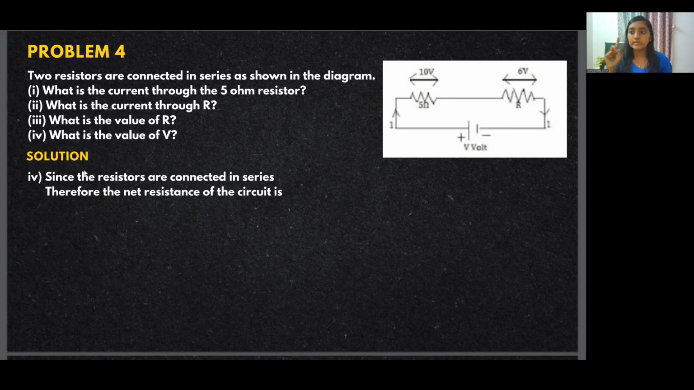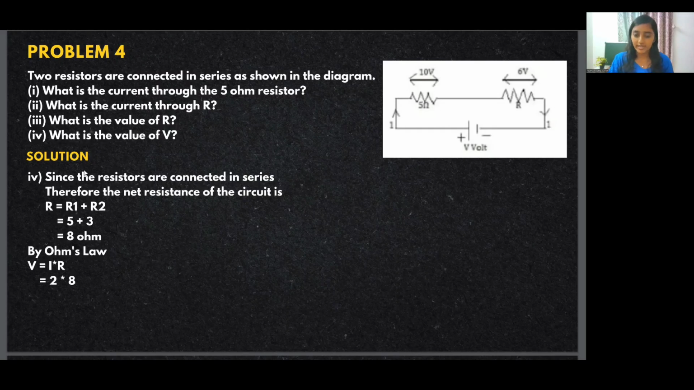And in parallel, it is 1 by R equivalent is equal to 1 by R1 plus 1 by R2 and so on, right? So the equivalent resistance will be equal to R1 plus R2, which is 5 ohms plus 3 ohms, which is equal to 8 ohms.